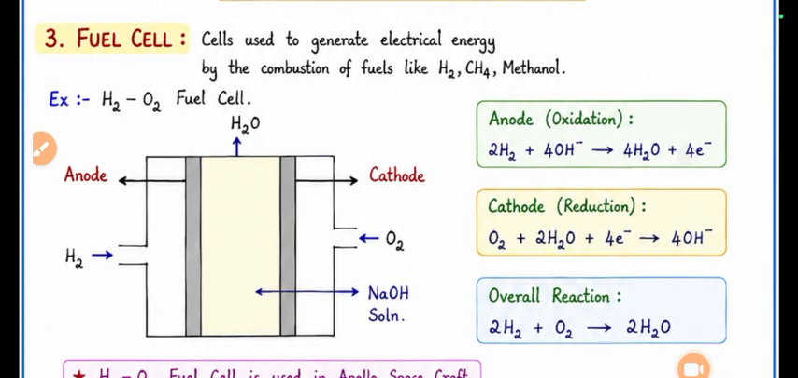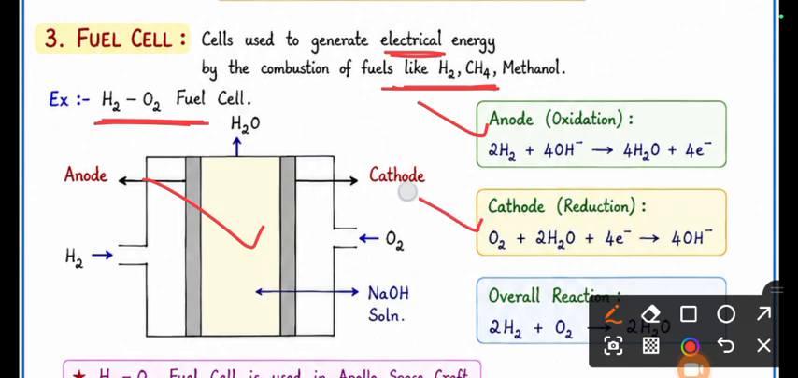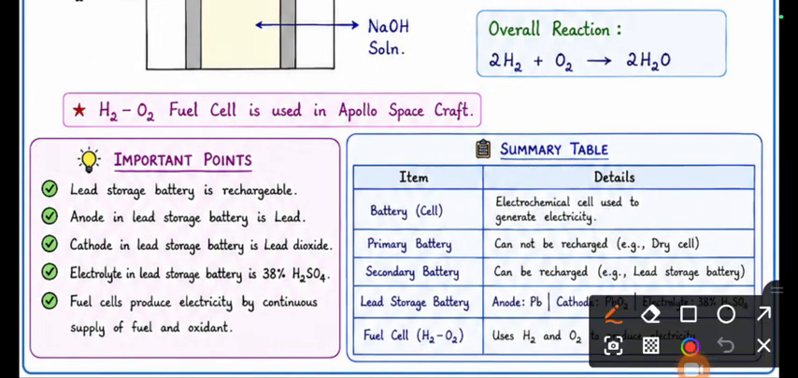Then we have the fuel cell. This is also very important, and in this cell electric energy can be generated by the combustion of fuels like hydrogen or methanol or methane. One of the commonly asked fuel cells is the hydrogen oxygen fuel cell. The diagram is important. Anode reaction, cathode reaction, and overall reaction are also very important. And hydrogen oxygen fuel cell is used in Apollo spacecraft. That is also very important.